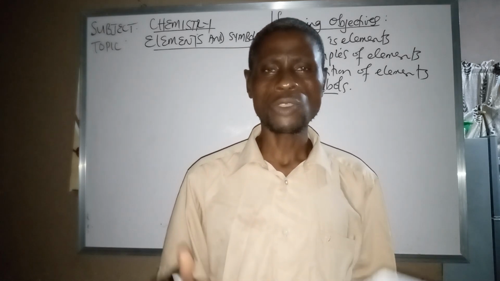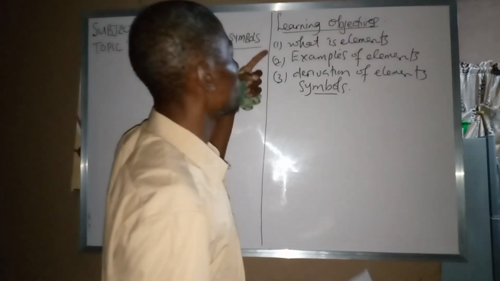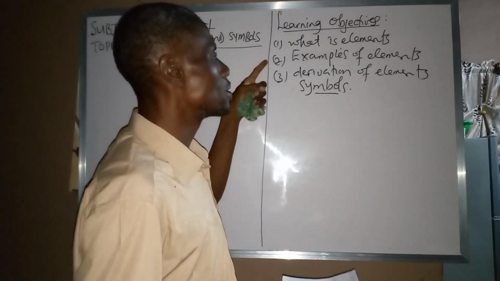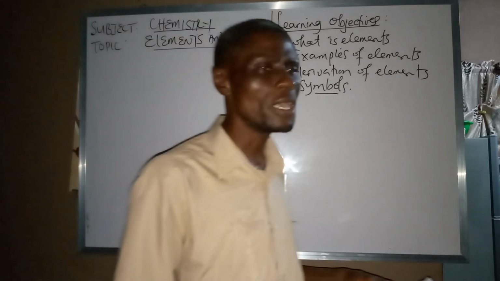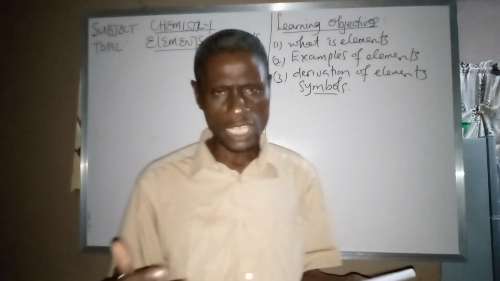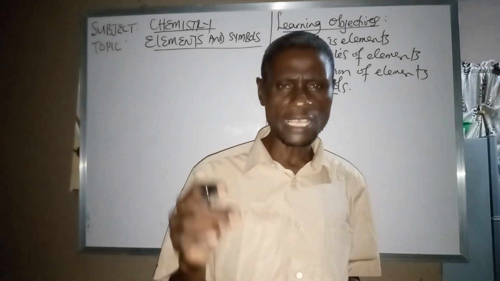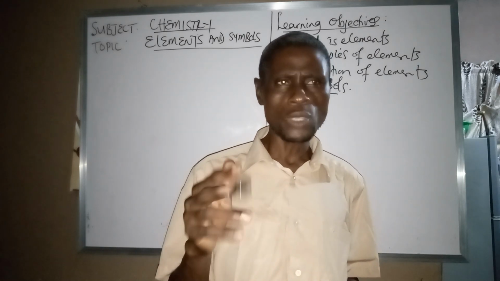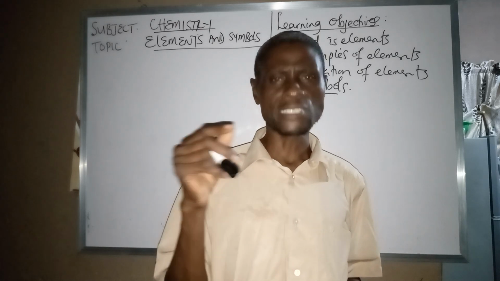Having said that, like we normally do on this channel, we first of all have to look at our learning objective before we go further. Our learning objective is on the board. We are going to look at what an element is, give examples of elements, and the derivation of elements. How do you get the symbols of these elements? Because a symbol is just an abbreviation for representing elements. No two elements have the same symbol. Different elements have different symbols.